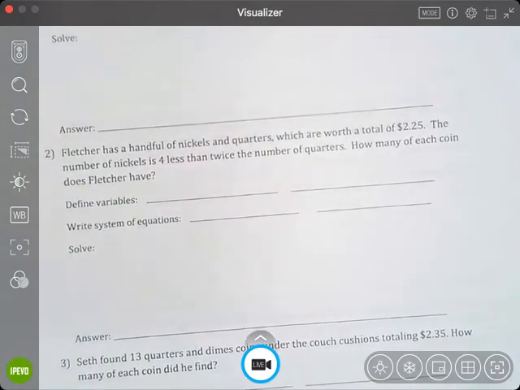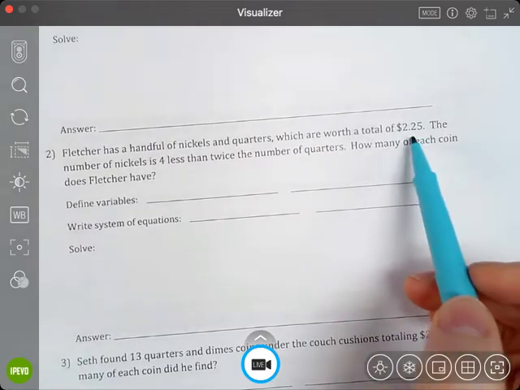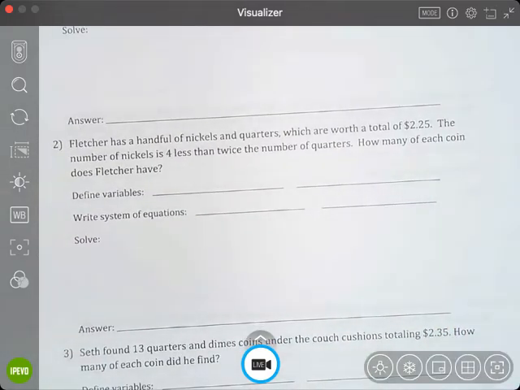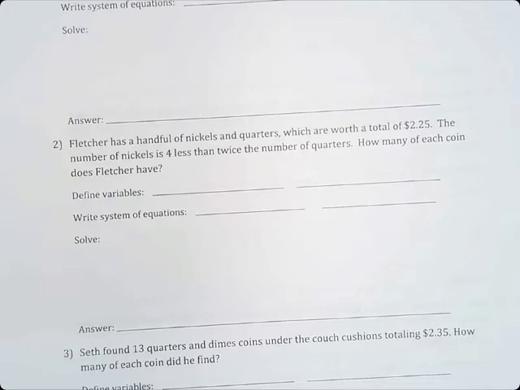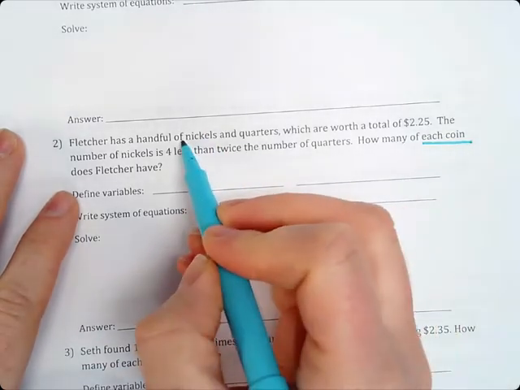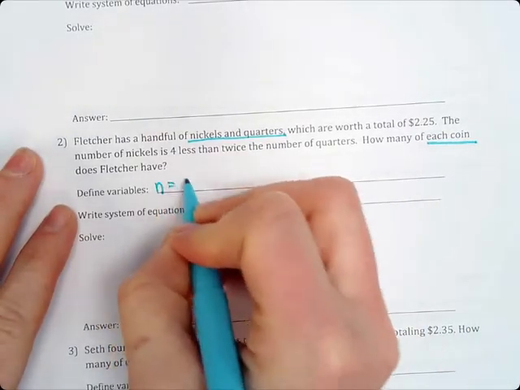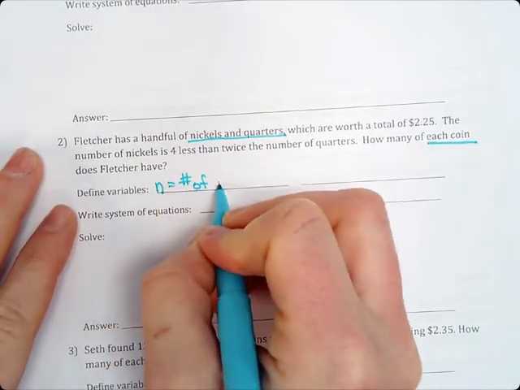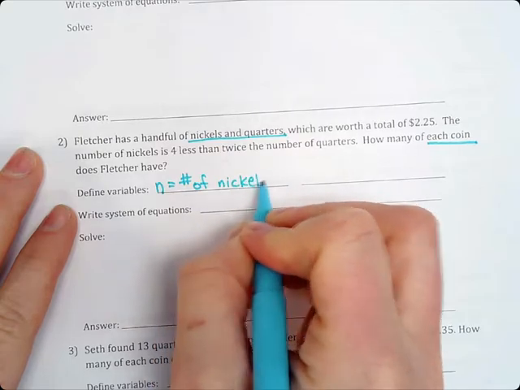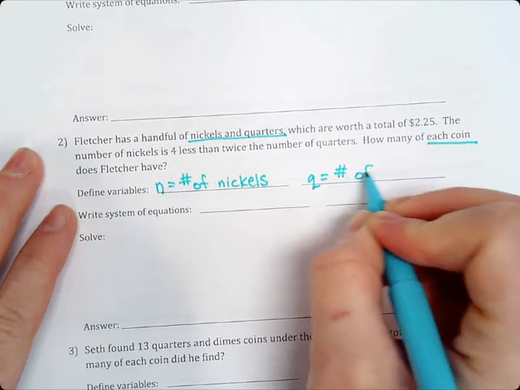Fletcher has a handful of nickels and quarters, which are worth a total of $2.25. The number of nickels is 4 less than twice the number of quarters. How many of each coin does Fletcher have? So let's look at our question. Says how many of each coin? So the coins that we have are nickels and quarters. So we'll use N for number of nickels and Q for number of quarters.